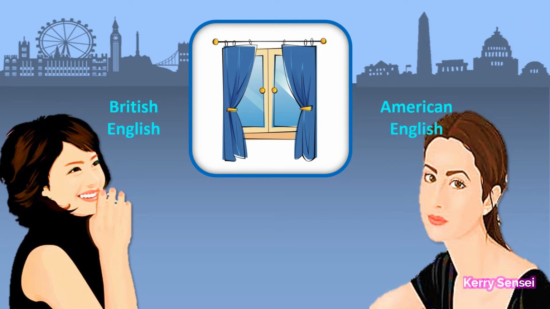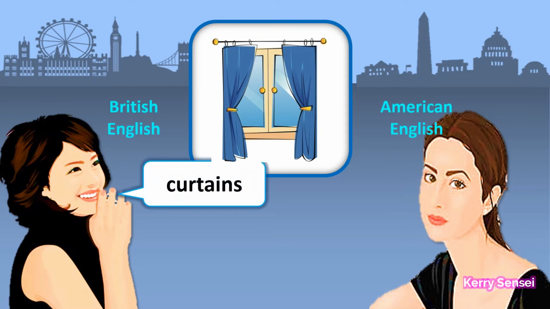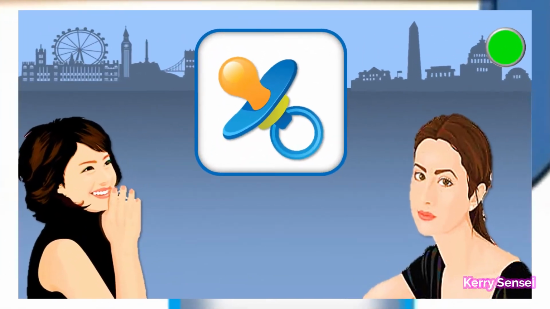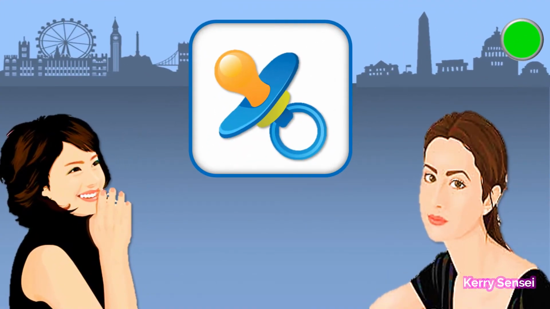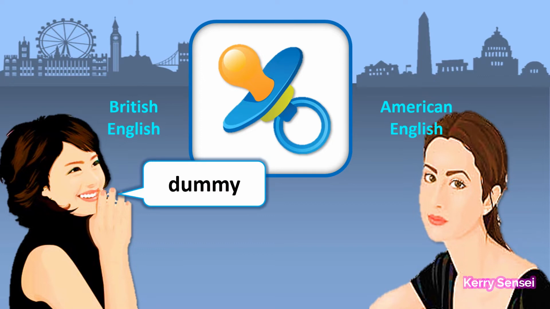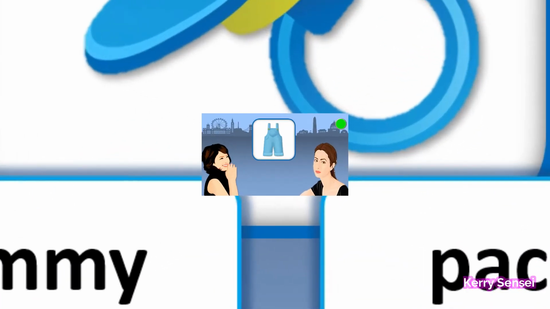In British English, these are called curtains. In American English, they are called drapes. In British English, this is called dummy. In American English, it is called pacifier.